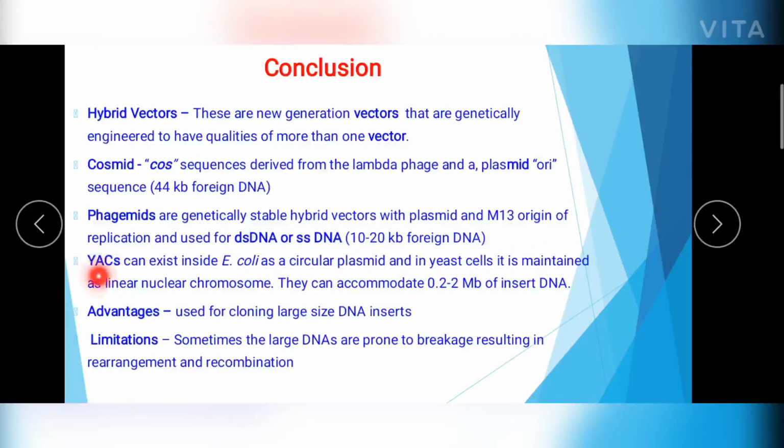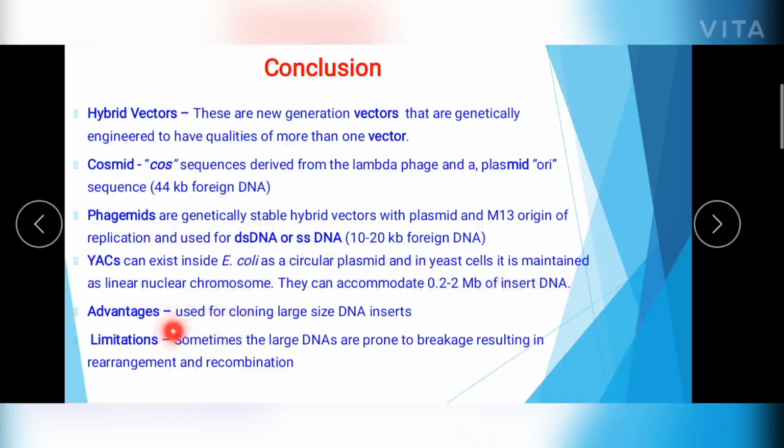And the last one is the YAC vector, yeast artificial chromosome. It can exist inside E. coli as a plasmid, and in yeast cells it will be maintained as a linear chromosome. These YACs have the capacity to accommodate large DNA fragments, from 0.2 to 2 MB of DNA inserts.